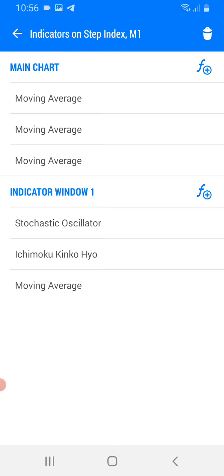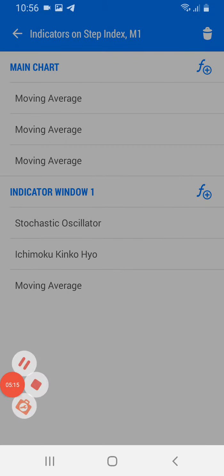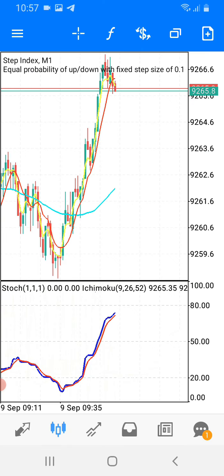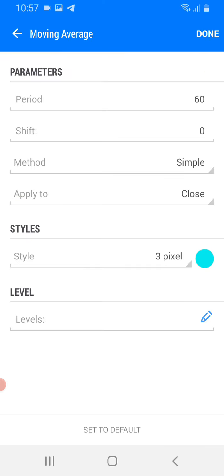So these are the indicators. We'll have the moving average. The first indicator is the moving average, which is period 3, shift zero, method exponential, apply to close, start 3 pixel, the levels you click down. The next indicator is the moving average.